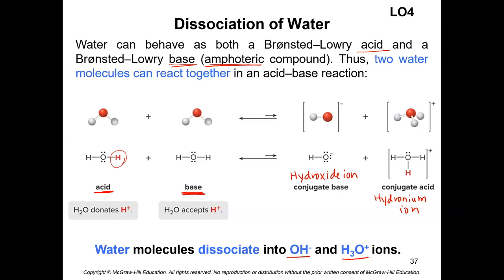Okay. But now let's look at these arrows here. This is a reversible reaction. There are two arrows, one pointing towards products, one pointing towards reactants. But what you'll notice is that the top arrow pointing towards the products is very small.